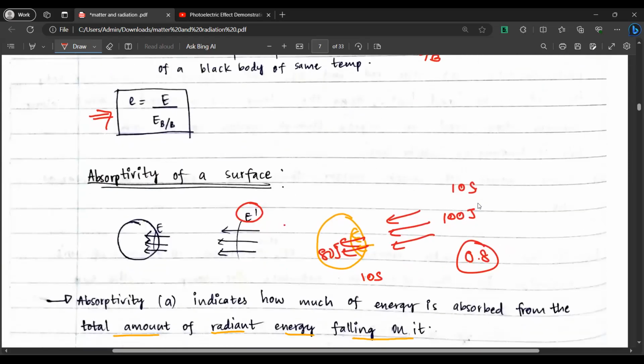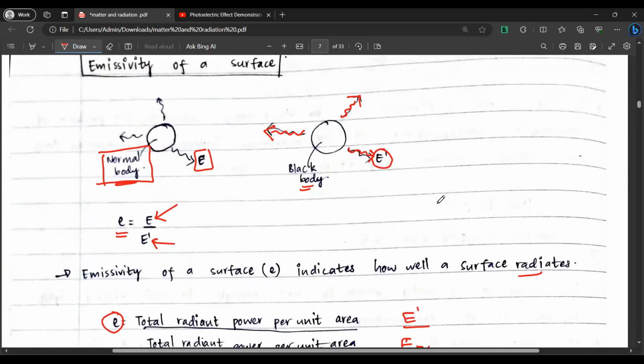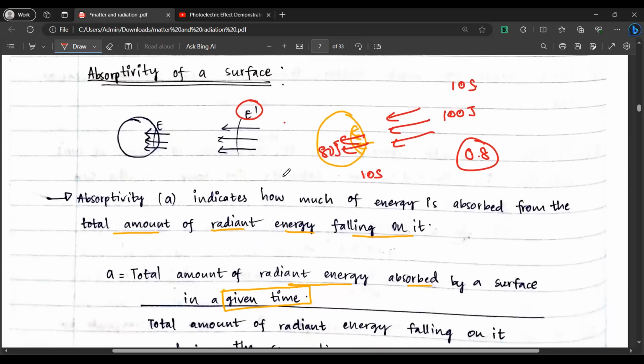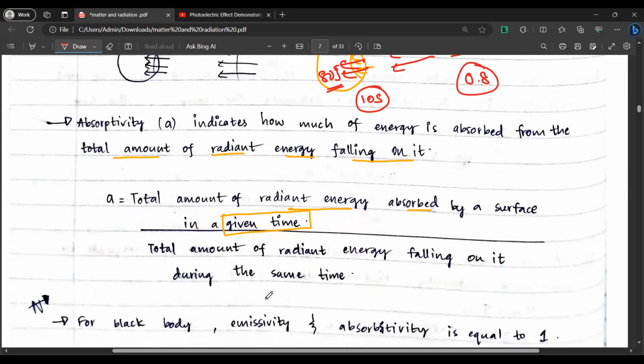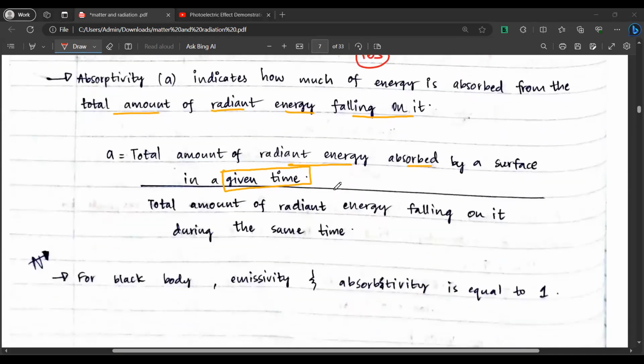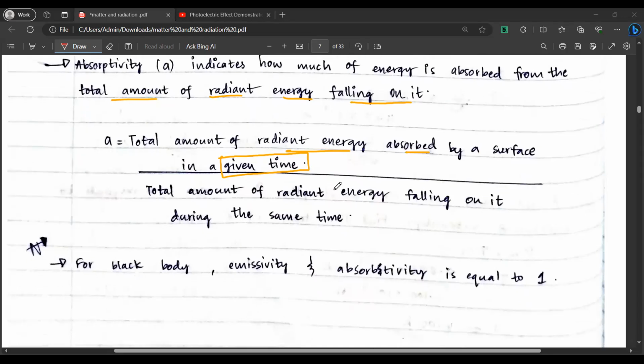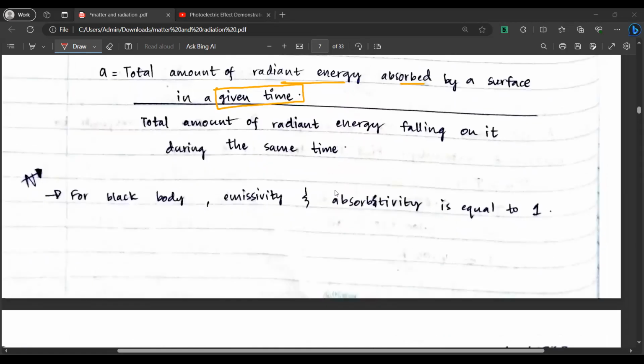In definition, there's a slight difference. In emissivity, we actually compare a normal body and a black body. But when it comes to absorptivity, we are only looking at how much we gave and how much it absorbed during the same time. Okay, clear with the definition. And when it comes to a black body, emissivity and absorptivity are equal to 1. Okay, it is equal to 1.